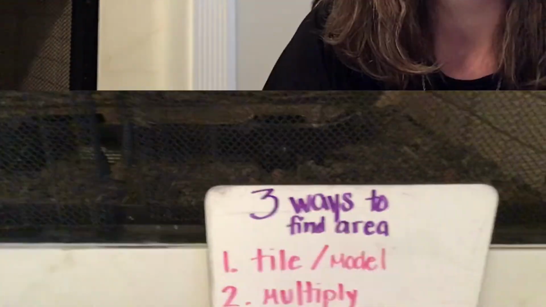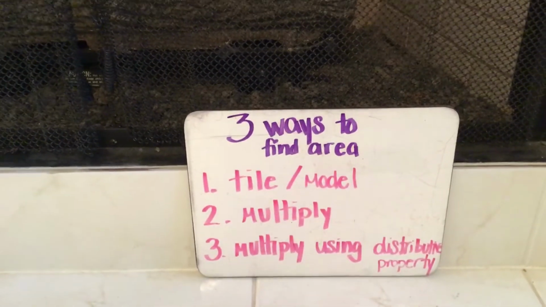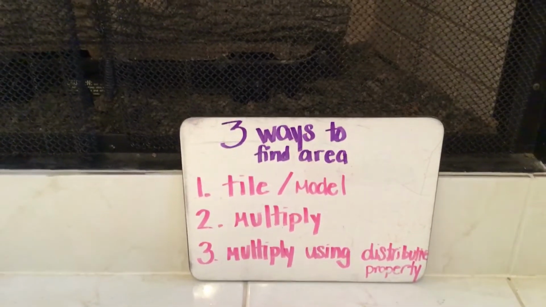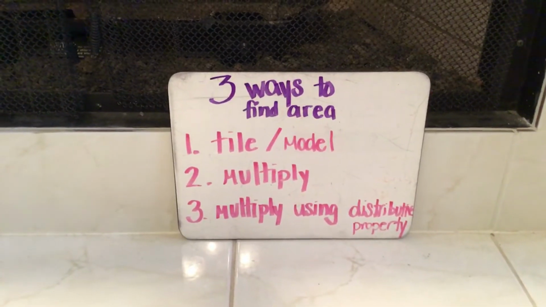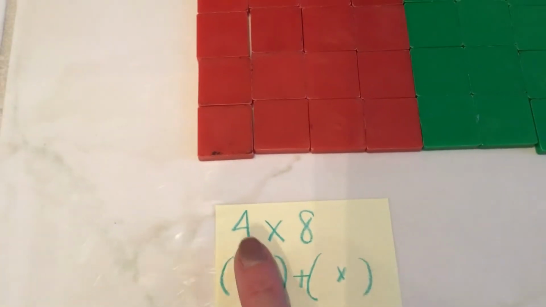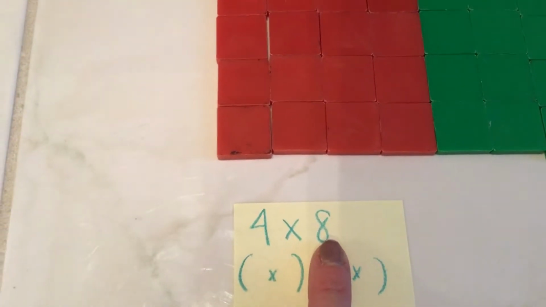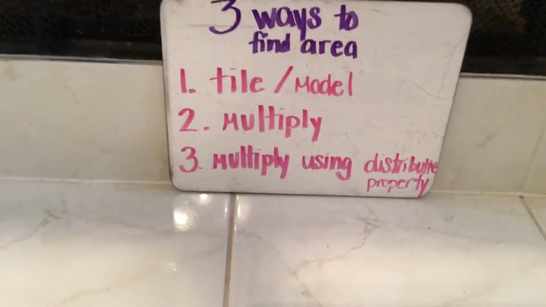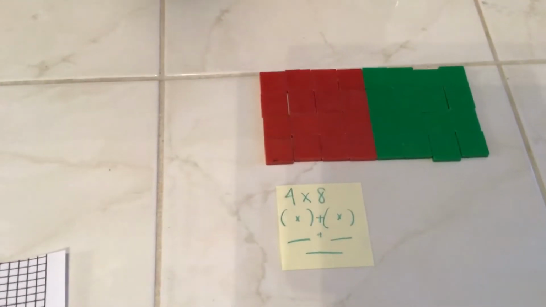Today we are going to be working with tiling and the distributive property to find area. When finding area, there are actually three ways you can do it. The first way is to tile it, show a model. The second way is to multiply. Do you remember our formula? You would simply do length times width. And the third way is to multiply using the distributive property, which is what we have set up right here.